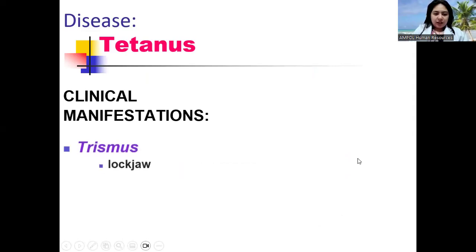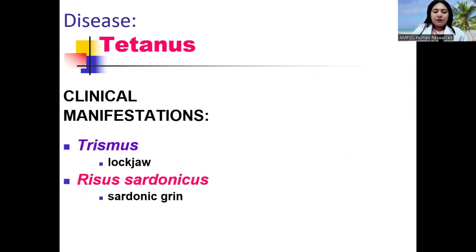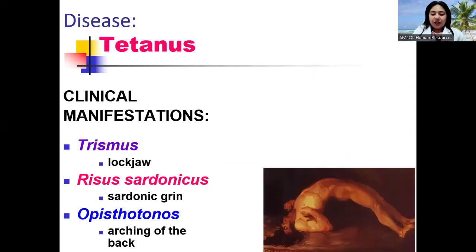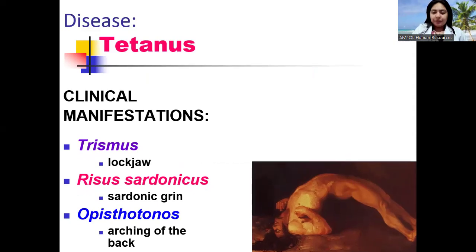It causes tetanus. The clinical manifestations are trismus or lockjaw, risus sardonicus, the sardonic grin, and opisthotonos, the arching of the back. That's the paralysis caused by Clostridium tetani.